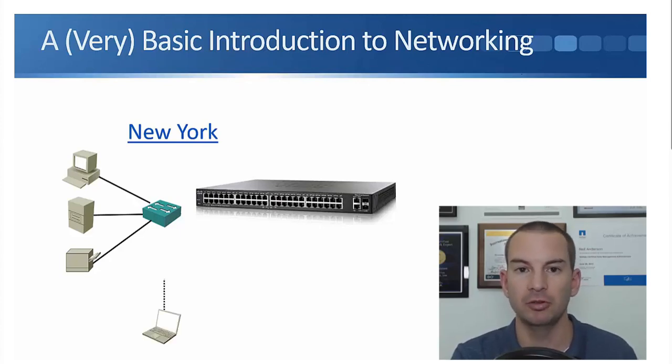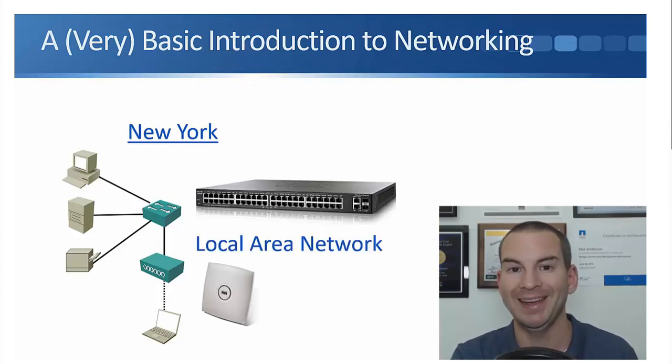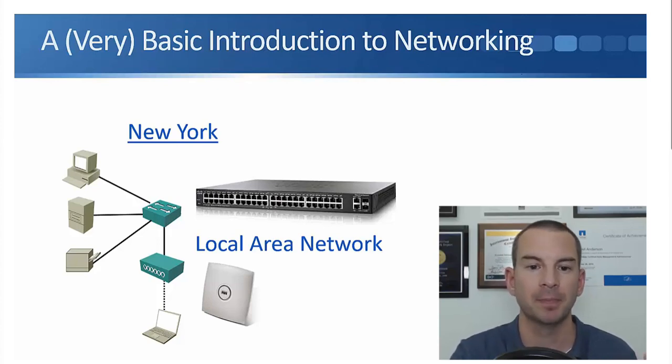In that office in New York, maybe I've also got a laptop, which is going to connect in over a wireless network. So for that, I'm also going to have a wireless access point, which is also going to connect into our switch. And that's what a wireless access point looks like. So I've got all my devices in New York now. They can all talk to each other. I've built a local area network. A local area network is a network that connects devices which are in the same local area, like in a single office or maybe a university campus.